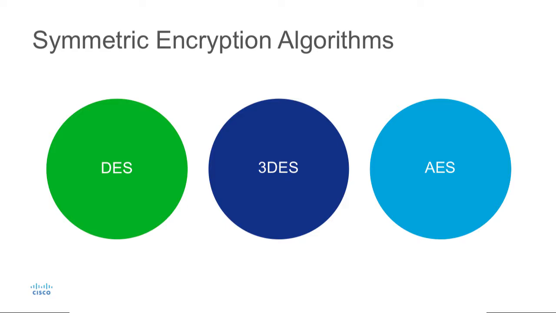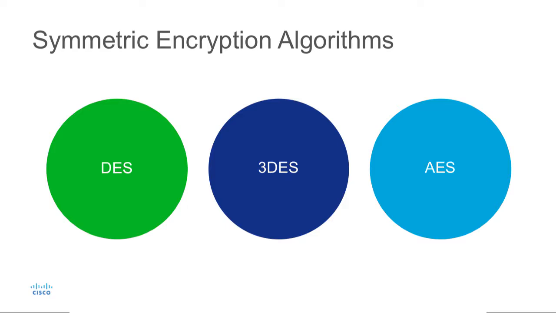DES is a symmetric encryption algorithm that operates in what's known as block mode. What it does is it takes 64 bits of data, a block of 64 bits, and then it uses a 56-bit key length, which is a fixed value, and provides the encryption.